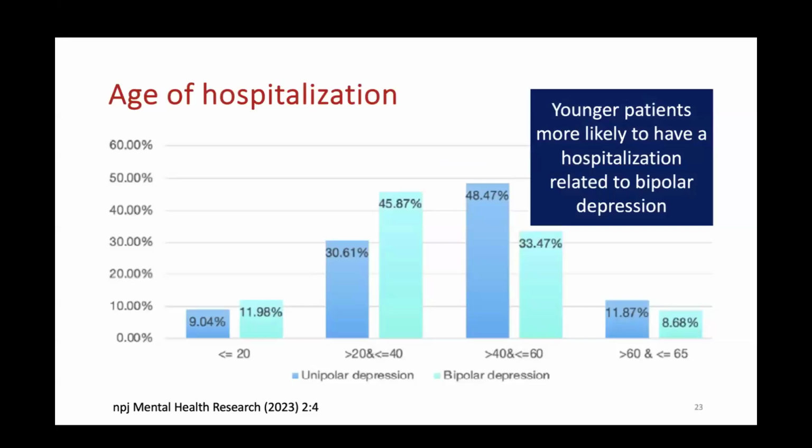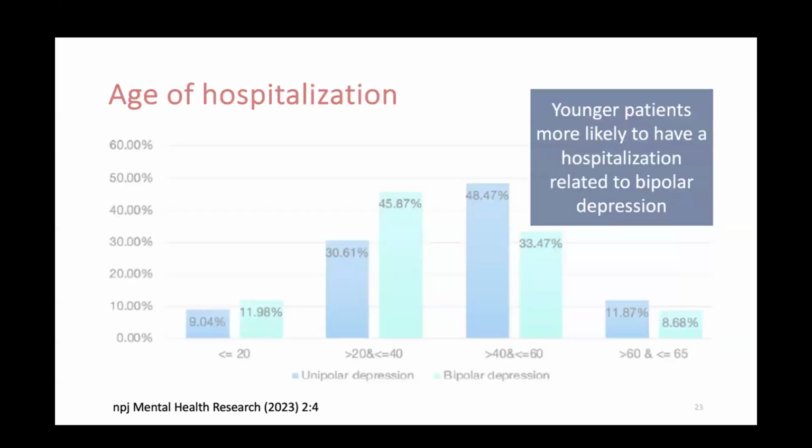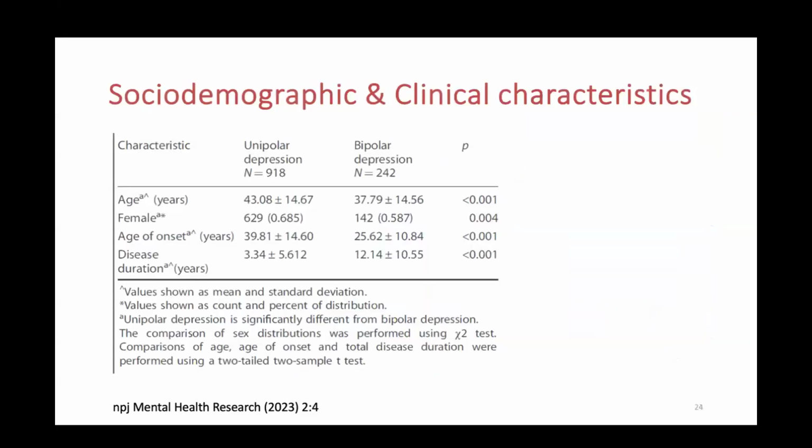Now, age of hospitalization. Again, unipolar versus bipolar. If hospitalization is early for depression, the chances of somebody being bipolar are much more. Now, we talked about age of onset. Disease duration is much longer in bipolar depression than unipolar depression.